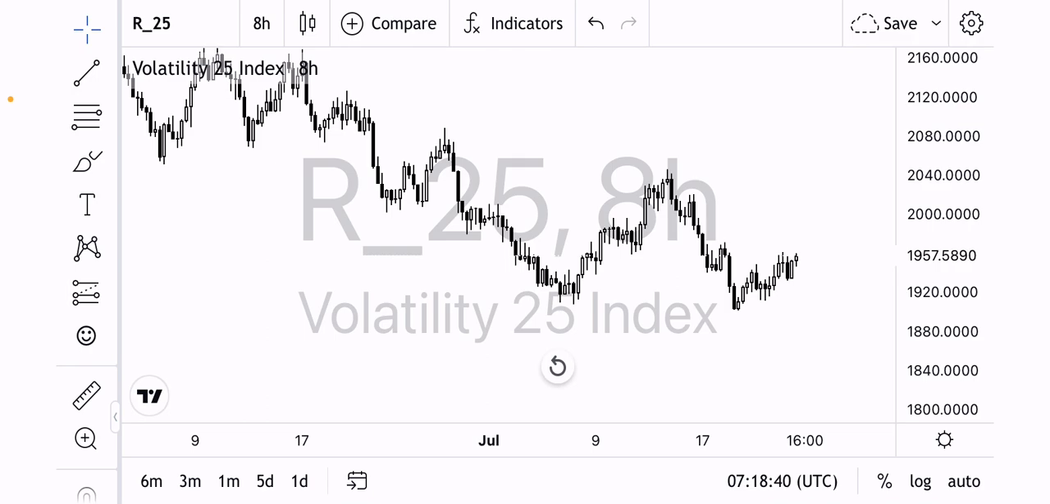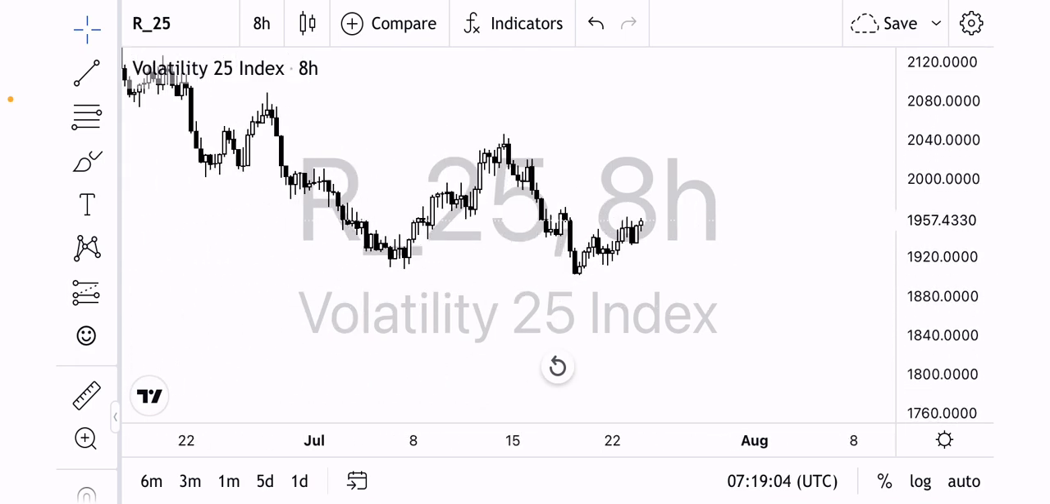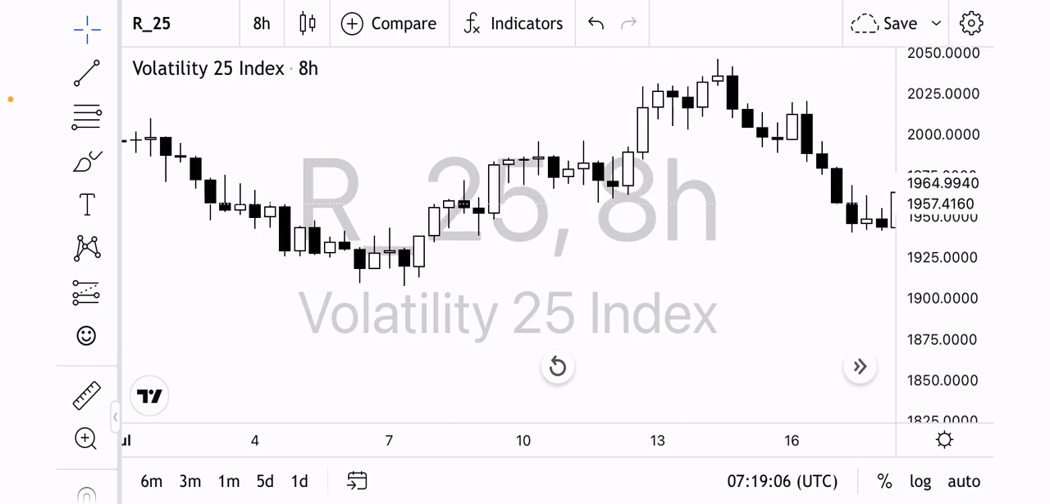When we say something is balanced, it simply means they did not give themselves space. The wick and the body actually are together. So that is what we call the fair value gap. It simply means we have a gap in between three candles. Let me show you an example of fair value gap.